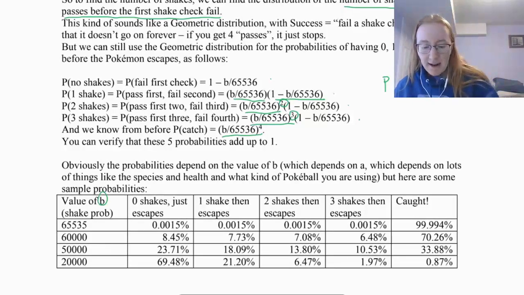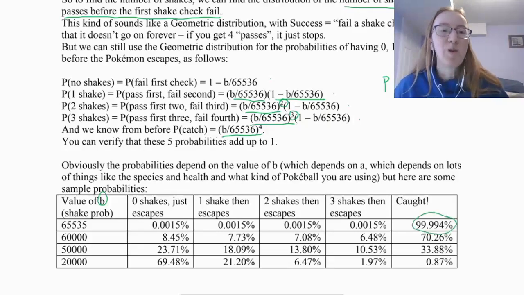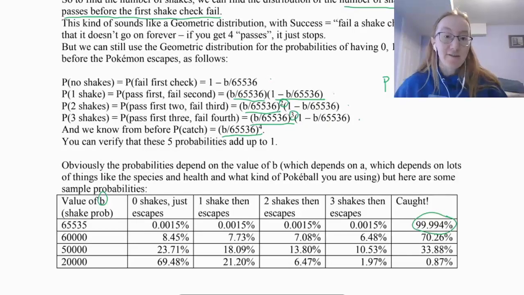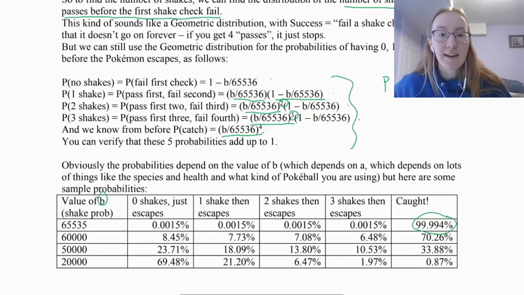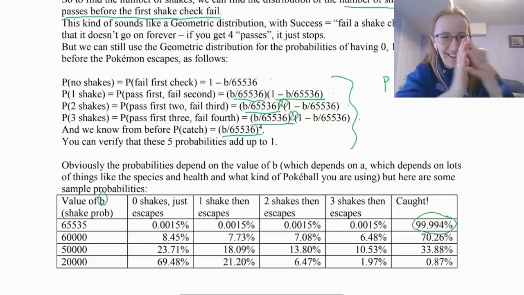So if b is its maximum possible value, 65535, then the probability you catch the Pokemon is super, super, super high, 99.994%. And the other probabilities are very small. But I can just pick some other arbitrary values of b. If we have 60,000, then the probability of catching it is 70.26%. At 50,000, the probability goes down to 33.88%. 20,000 is very unlikely, less than 1% that you're going to catch it. And then again, we have all of these other probabilities calculated using these numbers up here, which we got from essentially a geometric with the tail chopped off, or the tail squished together.